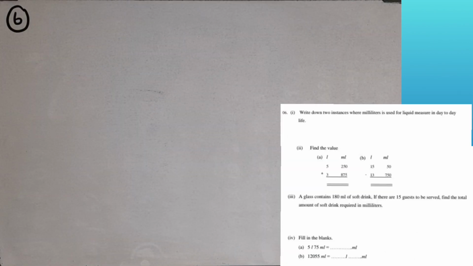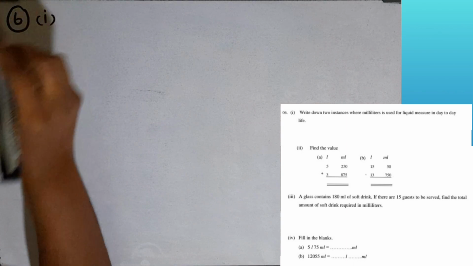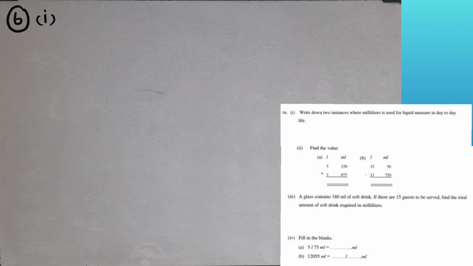Question number 6. First question. Write down 2 instances where milliliters is used for liquid measures in day-to-day life. What are the examples? We can take like this. When preparing a cup of tea, we are measuring them by milliliters.